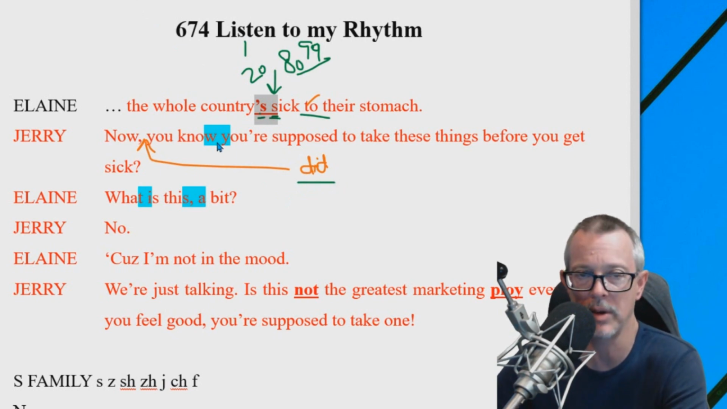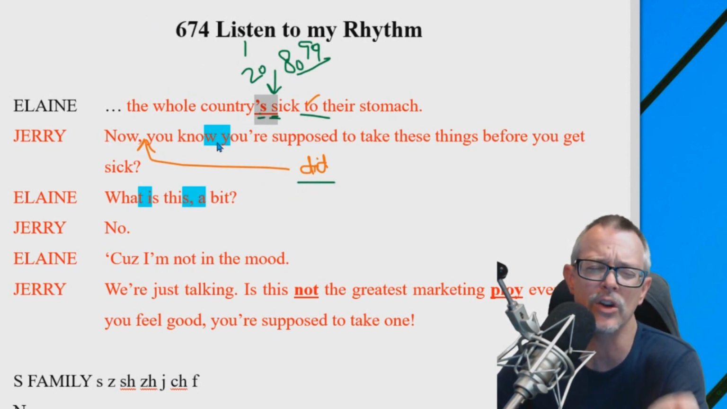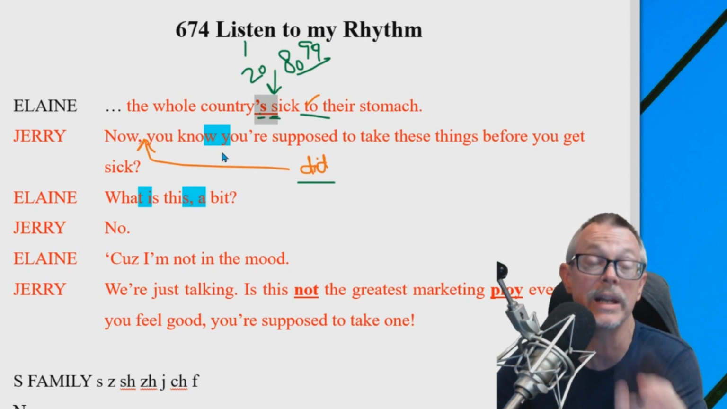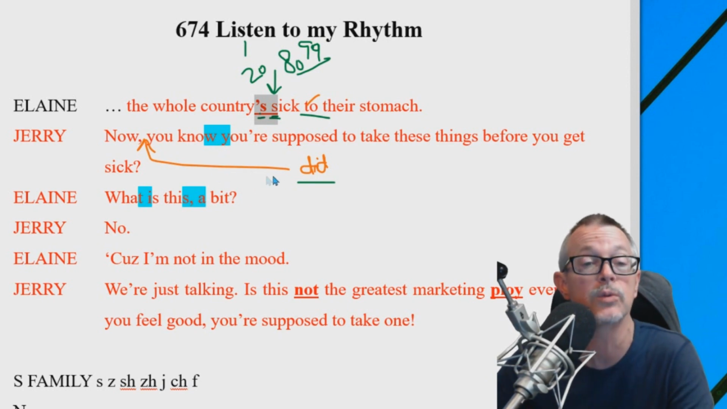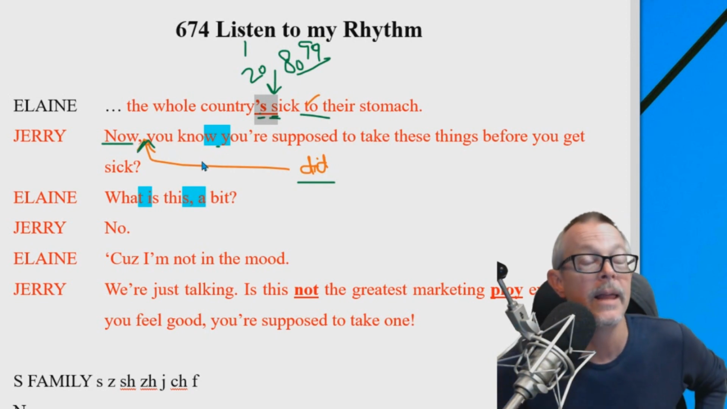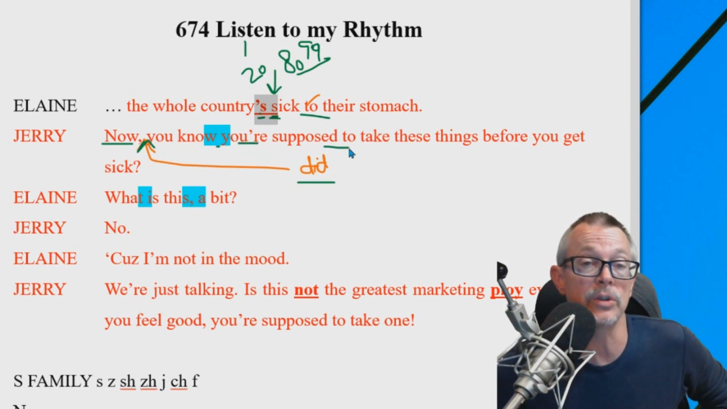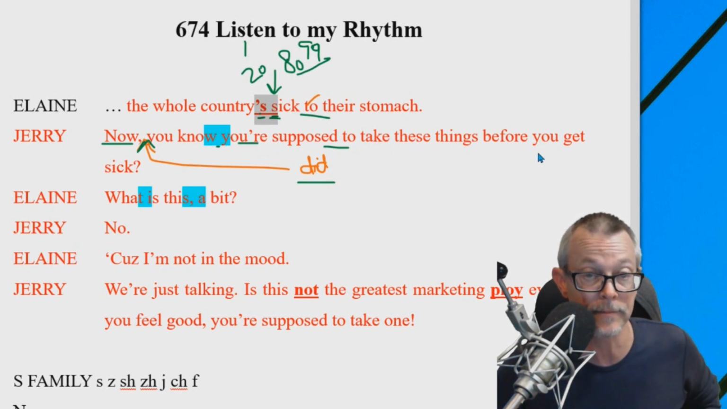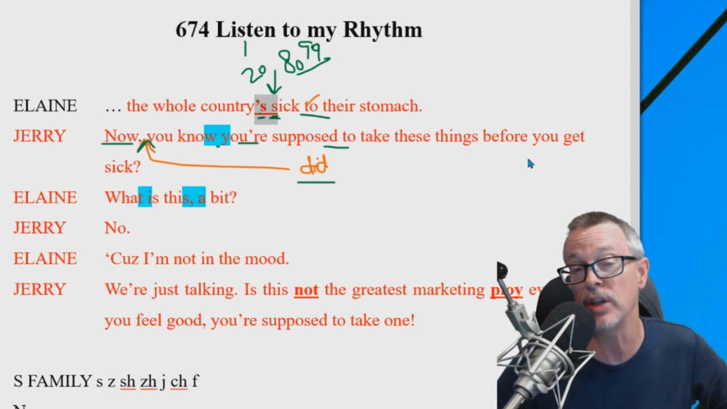So that's why there's no comma here, okay? Now, if you put a comma there, you're not wrong. Other Americans might do that too. But in my opinion, there should not be a comma because we're actually missing the word. And if we had the word did here, would you put a comma? No, you wouldn't. All right, so we already have a phrase to open it up. We don't need another phrase. Did you know you're supposed to take these things before you get sick? Did you know you're supposed to take these things before you get sick?